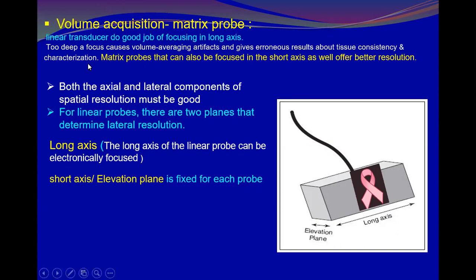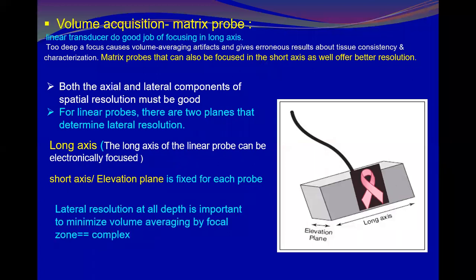But within the modern ultrasound machines, there is something called a matrix probe. Malaz is going to tell us about it more than me. This matrix probe has facilities to focus also in the short axis or elevation plane, which is usually fixed for each probe. And this is why, because too deep a focus, or too deep a structure or lesion, will cause volume averaging artifacts with the high frequency transducer.